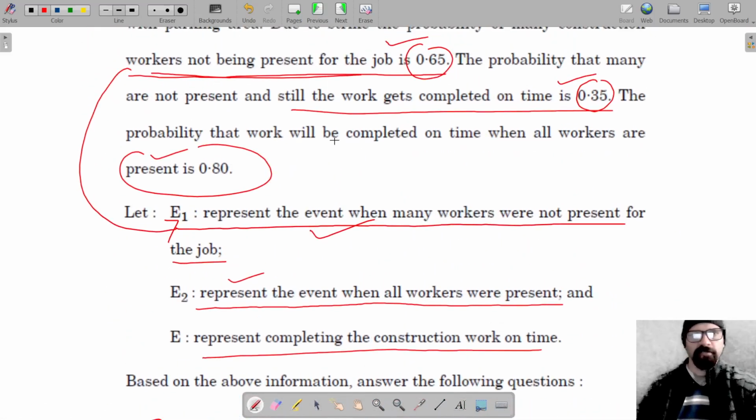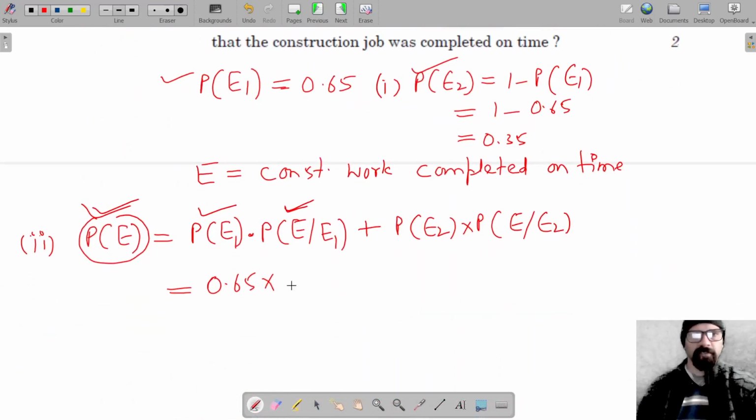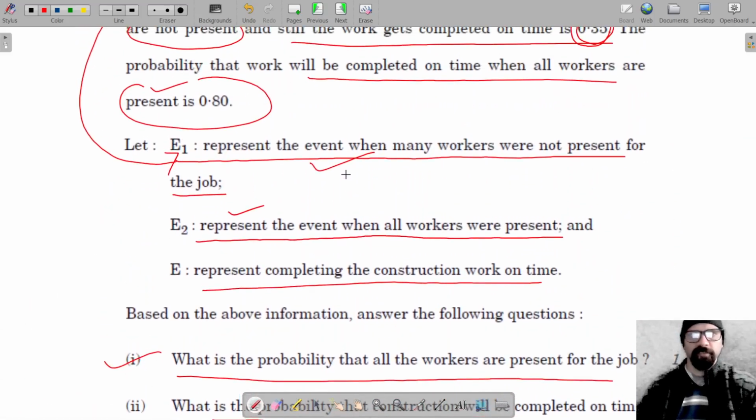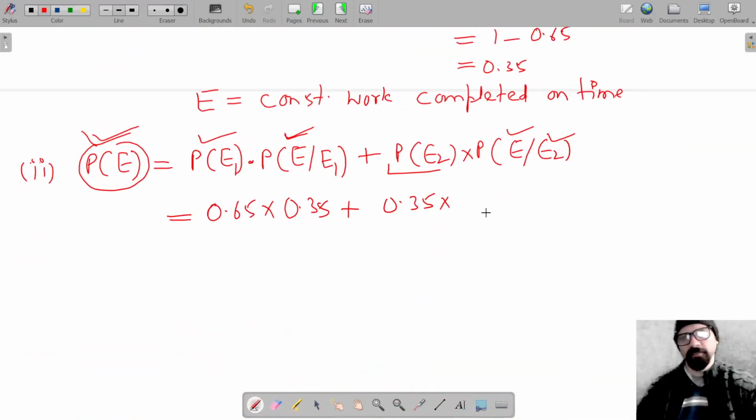So the probability that construction work is completed on time when all the workers are not present and still the work gets completed is 0.35. Now, the probability that all the workers are present is 0.35, and the probability that construction work is completed when all the workers are present is 0.80. All right, so let's try to simplify this.